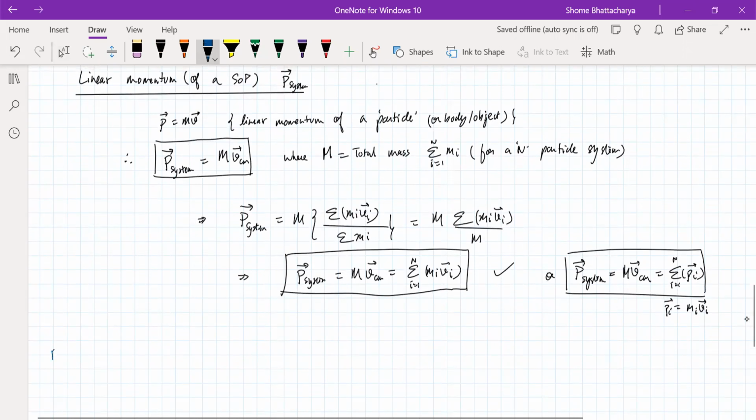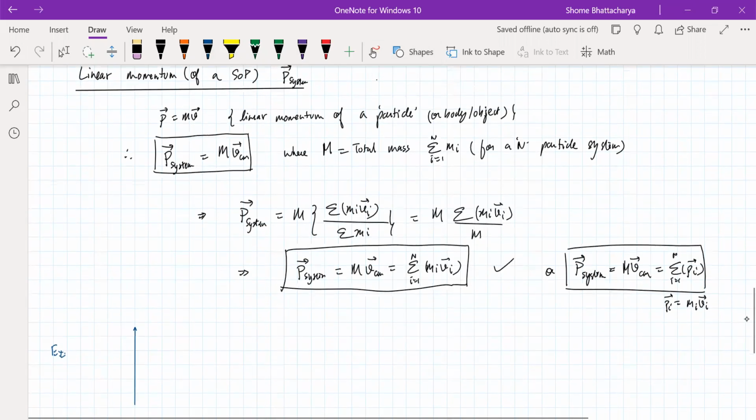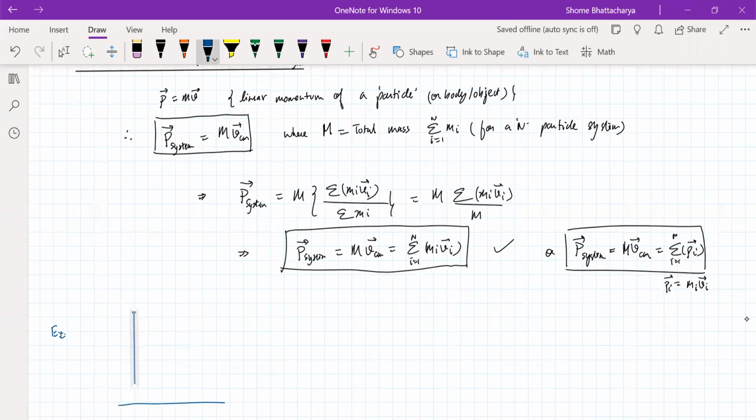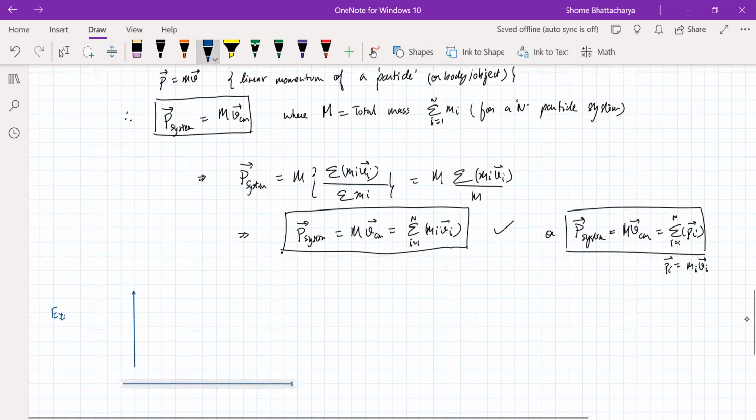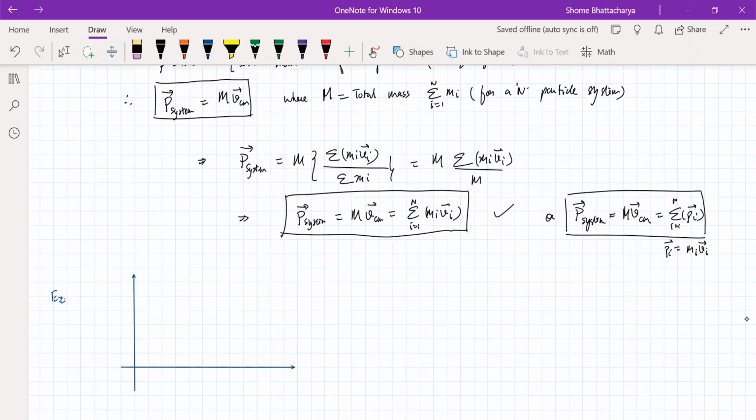Okay, so let's understand this with an example. So let's say we have a two-dimensional coordinate frame. We have an XY plane. And we observe certain particles in this XY plane to be in motion.